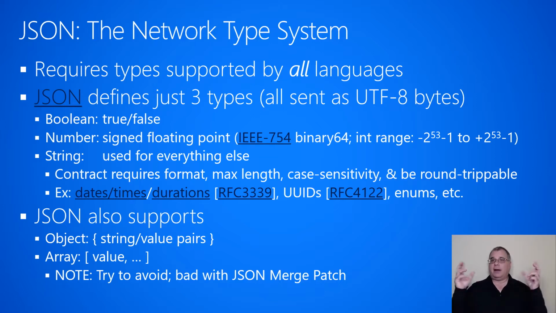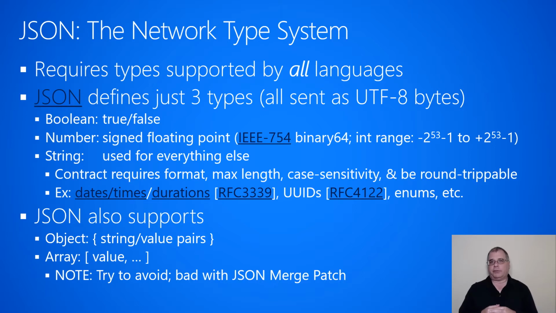You might pass a date time in a string, and then some languages might parse that into a date time. And then they might take the date time and format it back to a string to send it over the wire. So you want to make sure that this is round trippable without any loss of precision or resolution. Strings are used for a myriad of things, such as dates, times, durations, where we recommend to use RFC 3339 as the format for those strings. That's the contract. UUIDs, RFC 4122. Enums, which I'll talk more about very shortly.